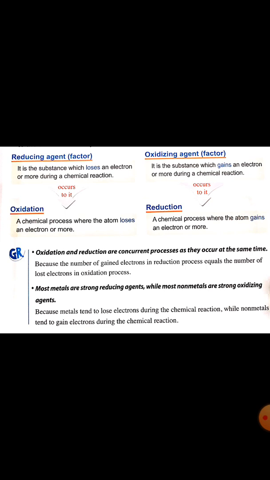And point number 2 here, most metals are strong reducing agents, as here we have an oxidation process, while most nonmetals are strong oxidizing agents, as here we have a reduction process. So, of course, this is because metals tend to lose electrons during the chemical reaction, while nonmetals tend to gain electrons during the chemical reaction.